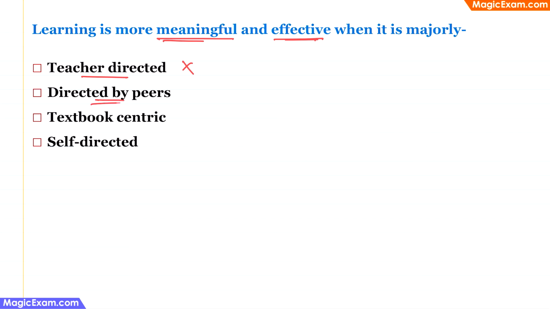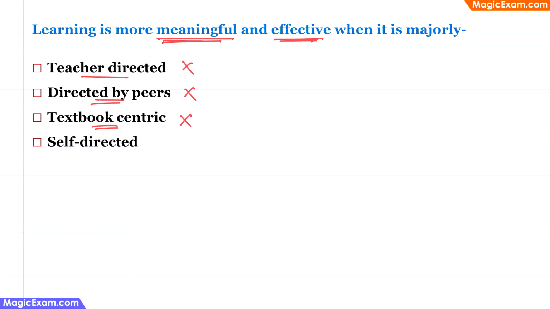Next, directed by peers. That is, if you are learning something just because the others, that is your peers or your classmates or your friends are doing it, then will it be more meaningful and effective? No, because you are just trying to follow the crowd. And if it is textbook centric, that is, if you are just learning something which is there in the textbook without actually trying to understand anything outside, will it be meaningful and effective? No, because you are just trying to read and remember something because it is written in the textbook. Therefore, this also cannot be meaningful and effective.